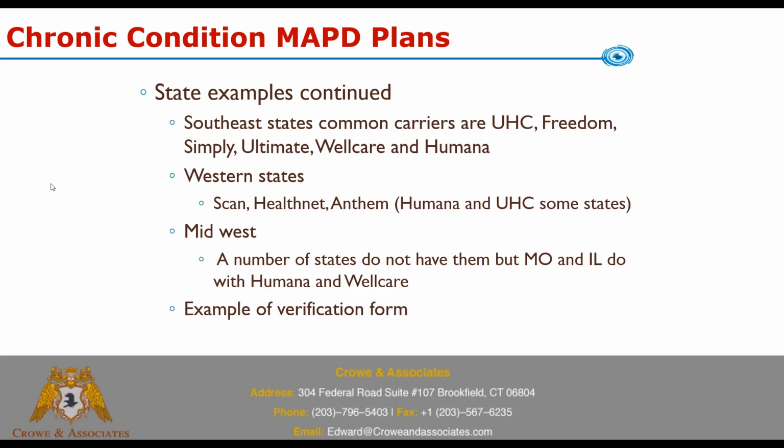So in the Southeast states, common carriers offering them are United, Freedom, Simply, Ultimate, WellCare, Humana. Out west, you do see them as well, usually being offered by SCAN, Health Net, and Anthem. Humana and UHC to a lesser extent in a few states.